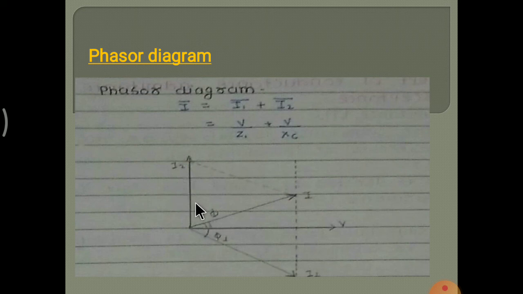This phasor is for the parallel capacitor. Then draw a projection from I2 and I1, and we get the equivalent current I. In this phasor diagram, I is leading to V by an angle phi. But this value of current and angle phi depends on the values of I1, I2 and angle phi 1. I is equal to I1 plus I2, where I1 is equal to V upon Z1 and I2 is equal to V upon XC.